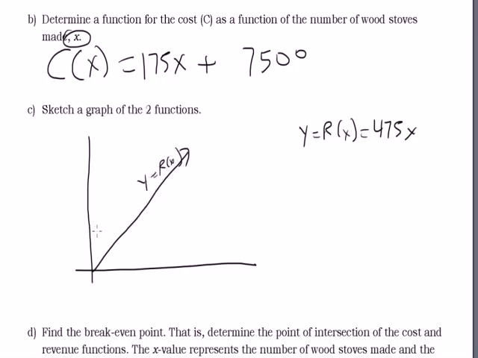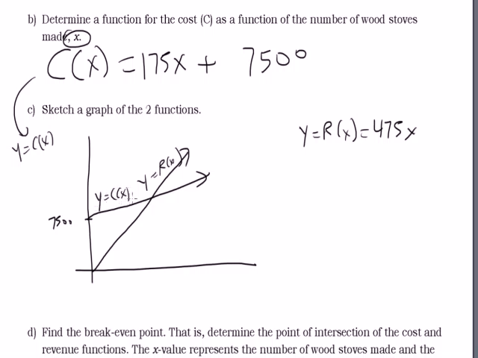The other function, C of x, equals 175x plus 7,500. Here the y-intercept is 7,500, and the slope is 175. So it's a positive slope, but it's not increasing nearly as fast as R of x. The function should look something like that. So there we have y equals C of x.